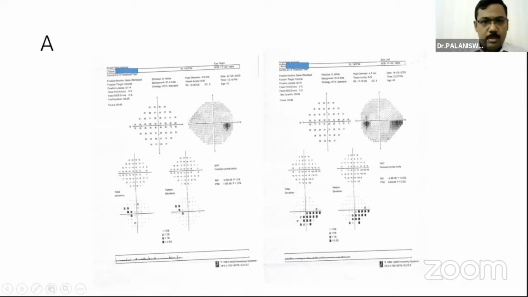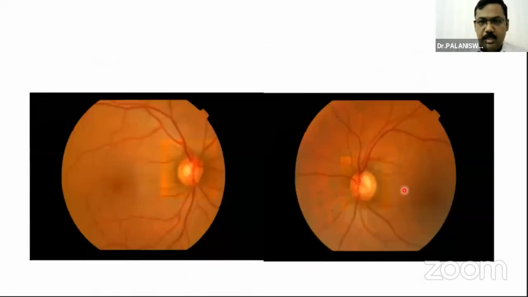The first thing we see is the indices. The indices look okay. There are a few depressed points in the nasal field. GHT shows outside normal limits. The PSD is not being flagged. Coming to the left eye, your indices look okay. There are a few depressed points in the nasal field. GHT is outside normal limits. PSD has been flagged. So accordingly, as you can see in the left eye, there is an early focus.